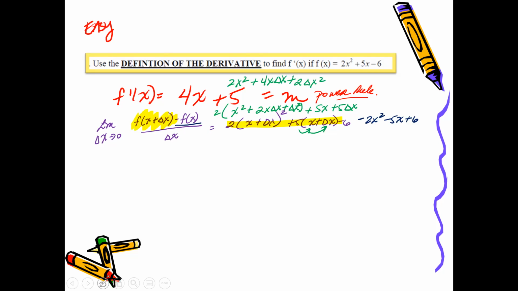Wow, there's a lot of delta x's in there. So let's go ahead and combine the like terms here. But before I do that, I can actually cancel a few: the negative 2x squared and the positive 2x squared, I can cancel out a 5x, and the negative 6. Okay, so what is left is just the 4x delta x plus 2 delta x squared and plus 5 delta x.